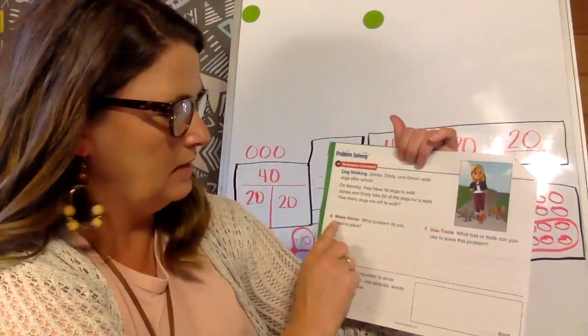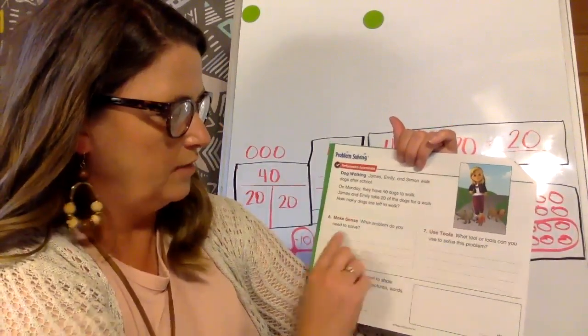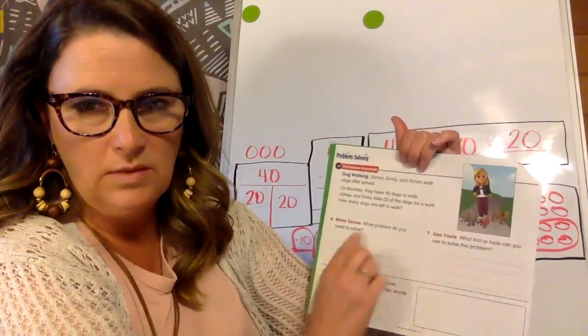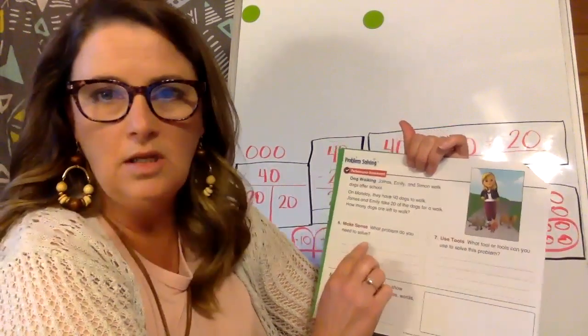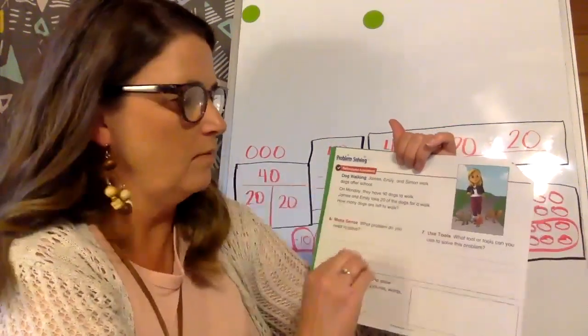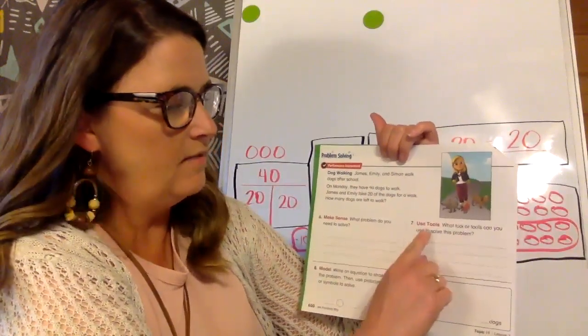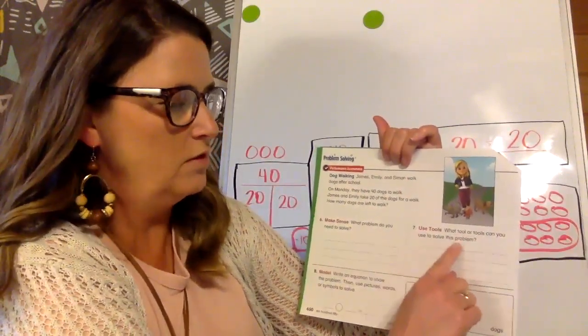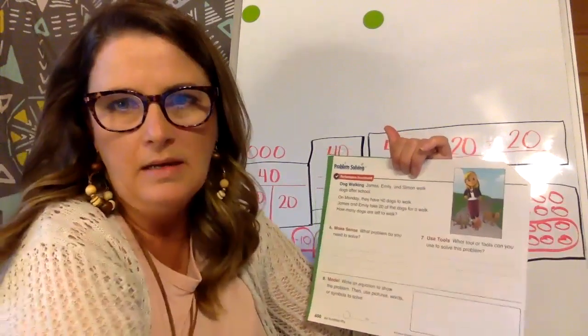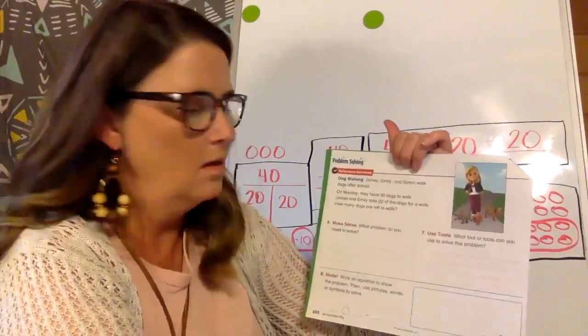Okay, so number 6 says, what problem do you need to solve? So you're going to write the equation here that you would solve. Okay, and the equation is the numbers. What's the subtraction problem that you would solve? Number 7 says, what tool or tools can you use to solve this problem? So that's basically what kind of strategy would you use to solve that?